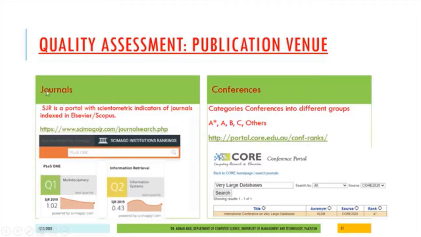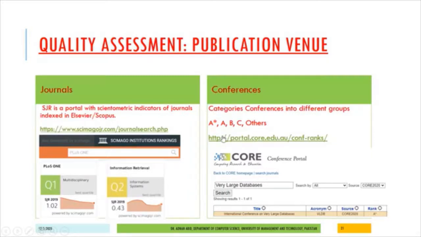So in order to find the quality of the journal or the quartile of a journal, this is the website provided by Scopus. I have provided this website, and you can just go and write the name of the journal like PLOS One or Information Retrieval. PLOS One is a multidisciplinary journal, and it is Q1, first quartile, and Information Retrieval is an information systems domain journal, and it falls in Q2, second quartile, so slightly lesser quality. But obviously, these are good journals.